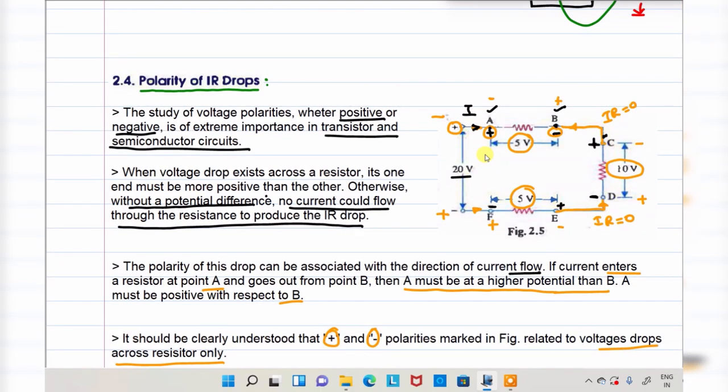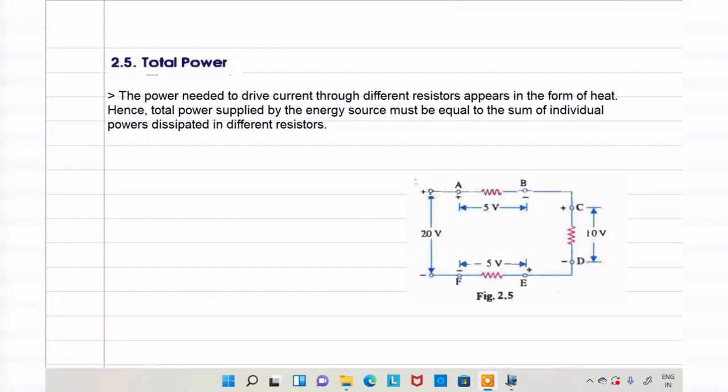So this is all about the polarity of IR drop. Has everyone clearly understood what exactly the IR drop is? Yes. So we have completed up to the polarities of IR drops. Next we are moving to another topic.